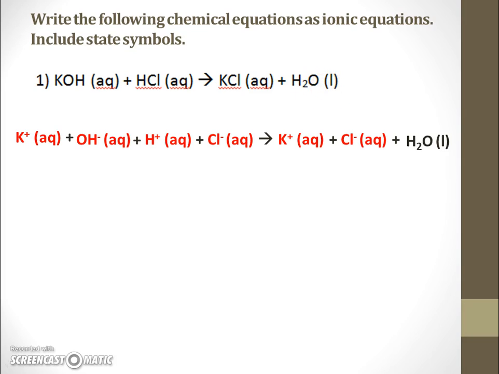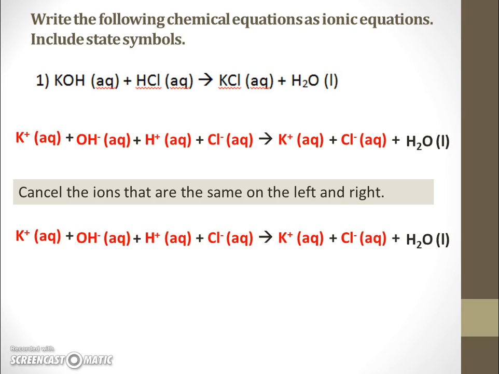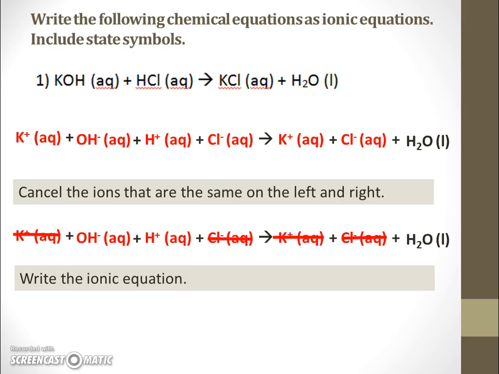Okay, then you compare and see what are the ions that are the same on the left and right. You cancel them. Okay, so copy this down and you try. Cancel the ions that are the same on the left and right. So if you compare, let's see if you cancel this. This is the ones you should have cancelled. Okay, so now after cancelling, can you write the ionic equation?